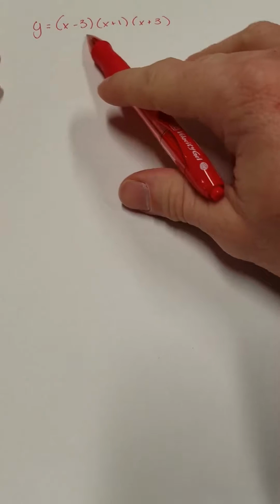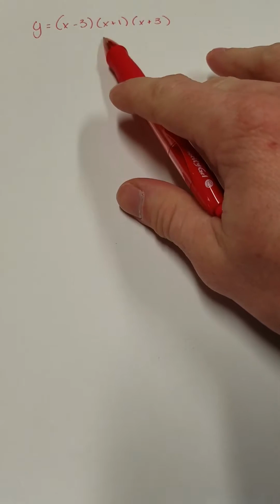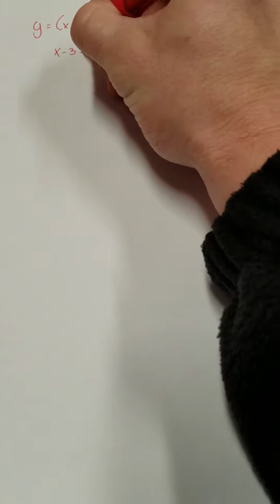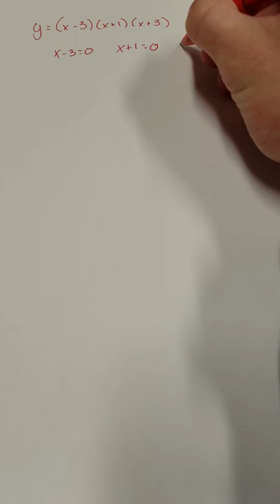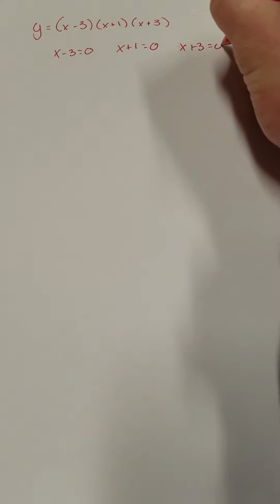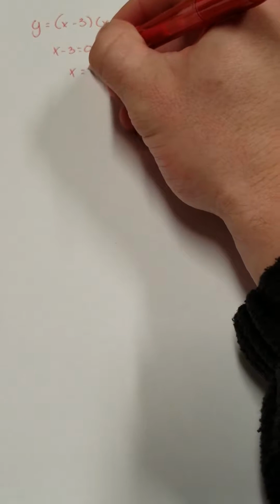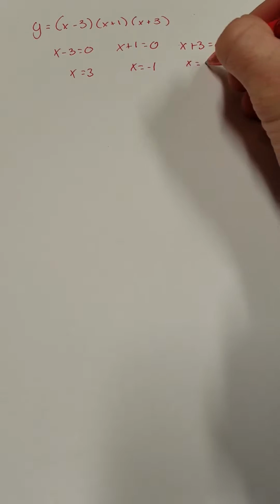Okay, graphing from factored form. They're going to give you a polynomial that has already been factored. What you need to do is set each one of the factors equal to 0 to solve it. So we get x minus 3 equals 0, x plus 1 equals 0, and x plus 3 equals 0. And then you solve those. So you end up with x equals 3, x equals negative 1, x equals negative 3.